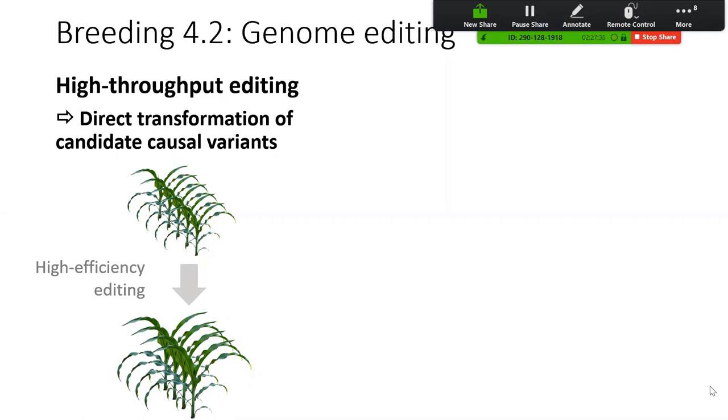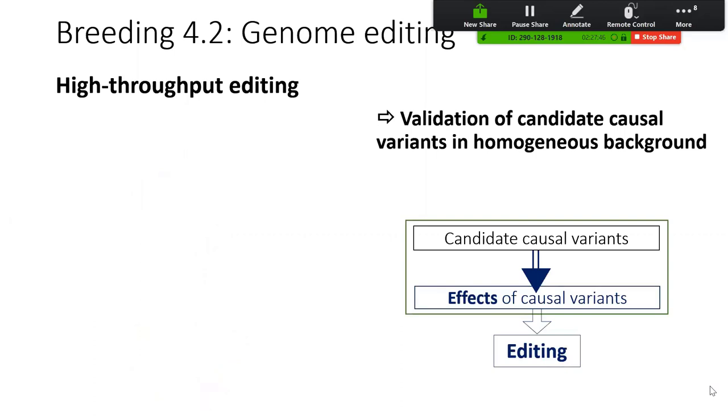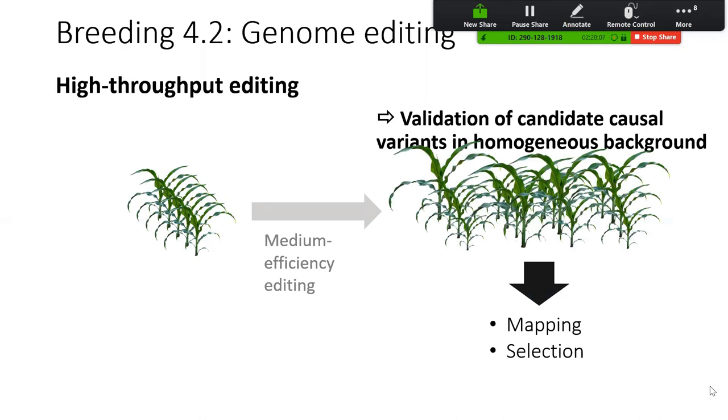Also, we don't necessarily know which is the right allele, the allele that is favorable at a particular site. So one approach that we would suggest would be to use those candidate causal variants as prioritized variants to then later on analyze their effects with high precision. And that could be done by using, from a homogeneous background, editing technologies to modify those selected variants that would not necessarily edit them with 100% accuracy or 100% efficiency.